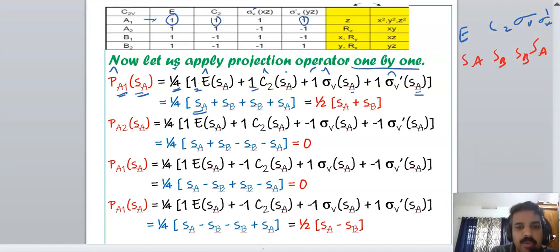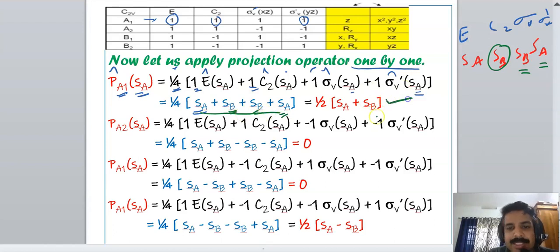Okay, that we know. Then E into SA is equal to SA, and C2 SA is equal to SB. So it is SB here. And sigma V SA again SB. SA is converted to SB. Here SB. And sigma V dash SA remains SA. Therefore, it is SA itself. So 1 into SA is equal to SA. So this is equal to 2 SA plus SB. 2 by 4 is cancelled. Therefore, it is 1 by 2 into SA plus SB. Clear. Okay.